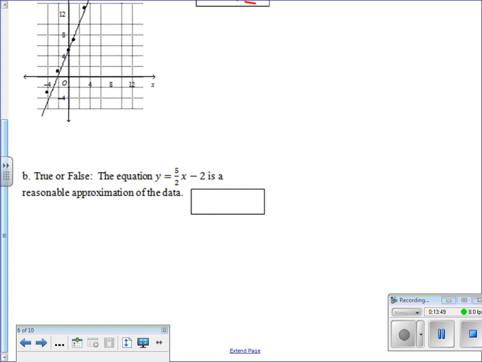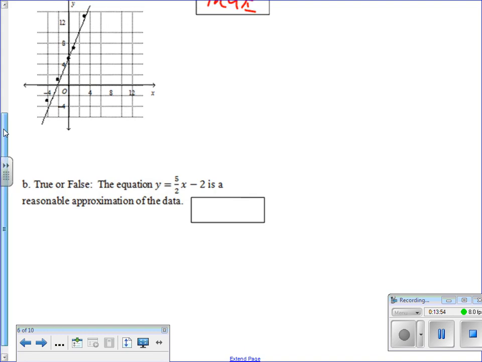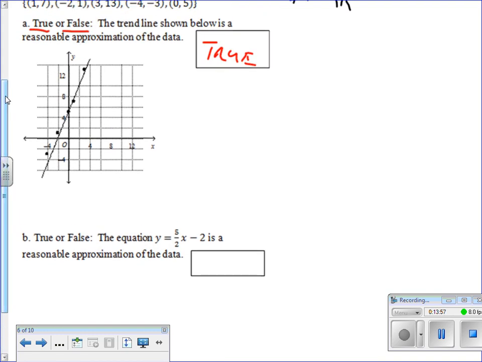Okay, true or false? The equation y equals negative 5 halves x minus 2 is a reasonable approximation. Well, minus 2 goes through here. And let's see, over 2, up 5: 1, 2, 3, 4, 5. Is that a reasonable approximation of the data? Does that fit the data points? No, it does not. So this would be false.